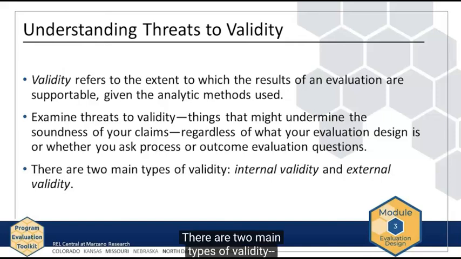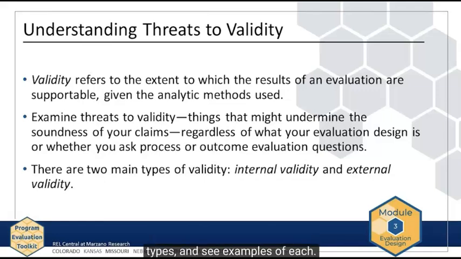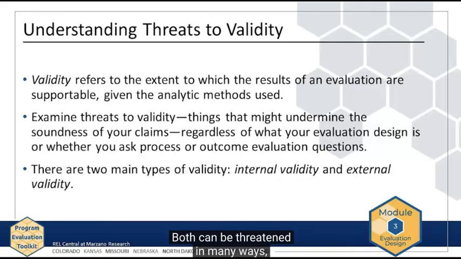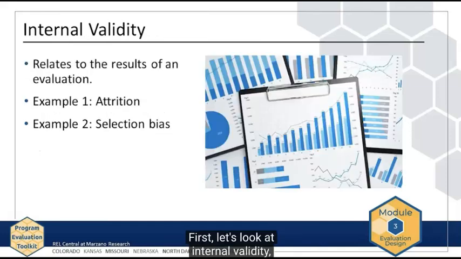There are two main types of validity: internal validity and external validity. In this chapter, you will learn the difference between the two types and see examples of each. Both can be threatened in many ways, but this chapter focuses only on the most common ways. First, let's look at internal validity, which relates to the results of an evaluation.